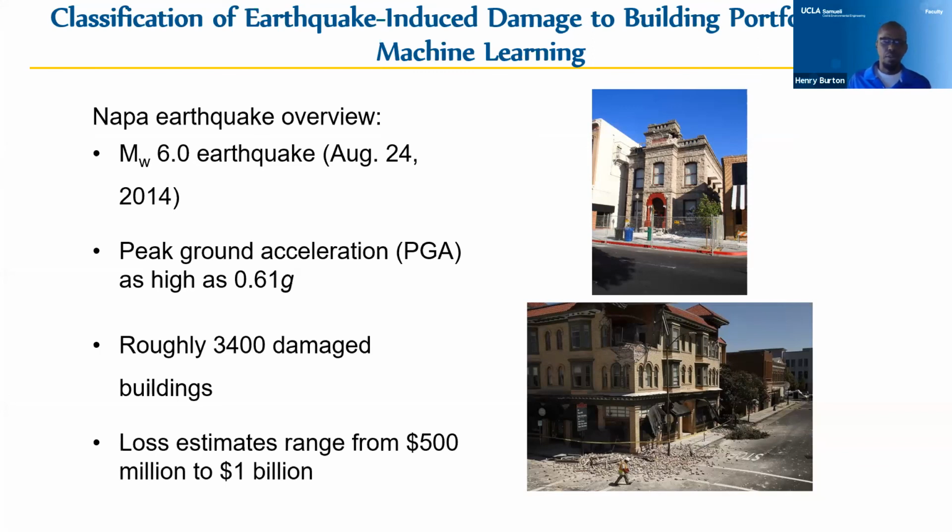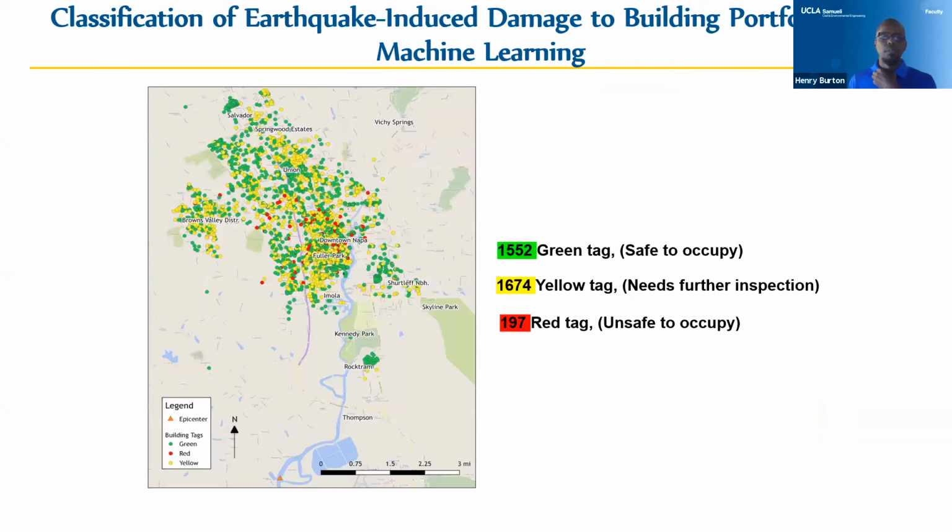It was considered a moderate earthquake. The highest PGA was about 0.6 G. It damaged about 3,400 buildings, and the loss estimates range from half a billion to $1 billion. This shows the data set of tagged buildings.